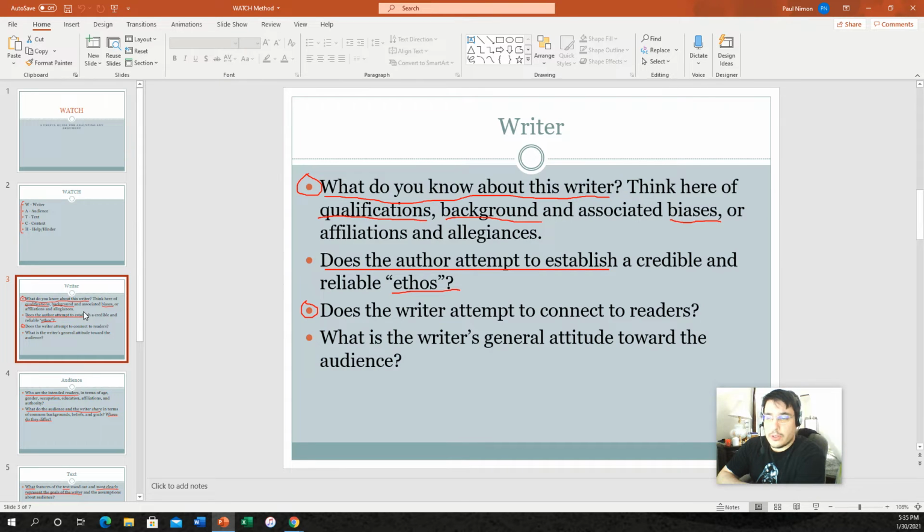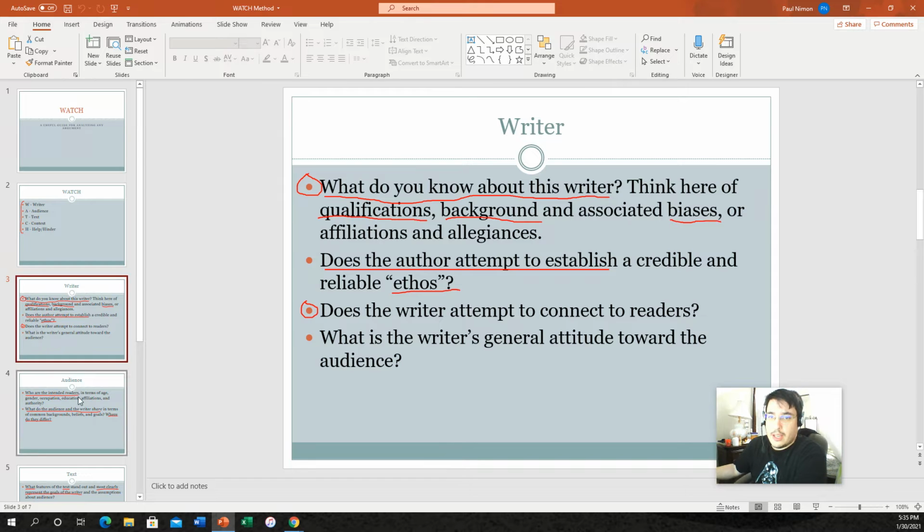Where'd you get that article? Is it from a website that is known to have certain political leanings? How did they establish their own ethos? How did they attempt to connect with their reader? How do they attempt to establish their authority or the authority of their sources? Question that authority. Do they actually have the authority to speak on the topic that they're talking about? Do the sources that they use have the authority to speak on that topic? So, this is all dealing with the writer.